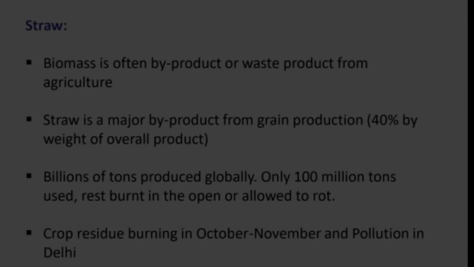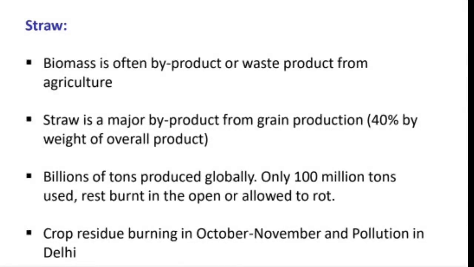Straw. Biomass is often a byproduct or waste product from agriculture. Straw is a major byproduct from grain production, 40% by weight of the overall product. Billions of tons are produced globally, but only 100 million tons are used, and the rest is burned in the open or allowed to rot. Crop residue burning in October, November, and pollution in Delhi.